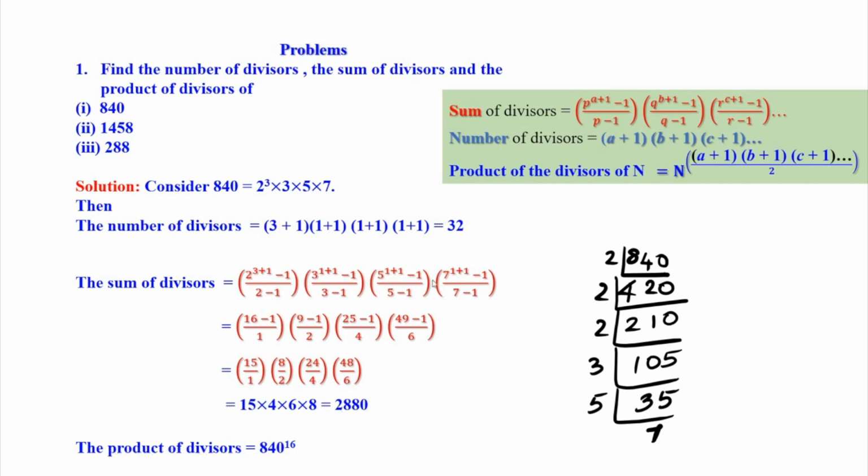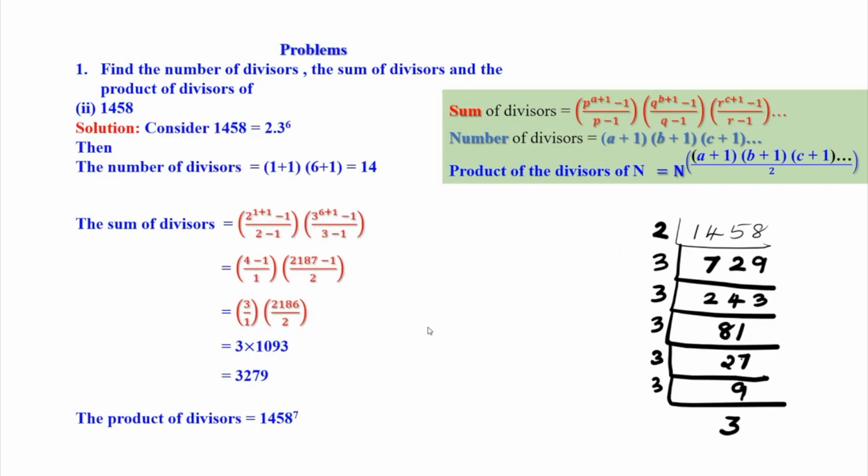Now the product of divisors, using this formula, we have already found the number of divisors, that is 32. So 32 divided by 2 gives us 16. So n to the power 16 will give the product of divisors.